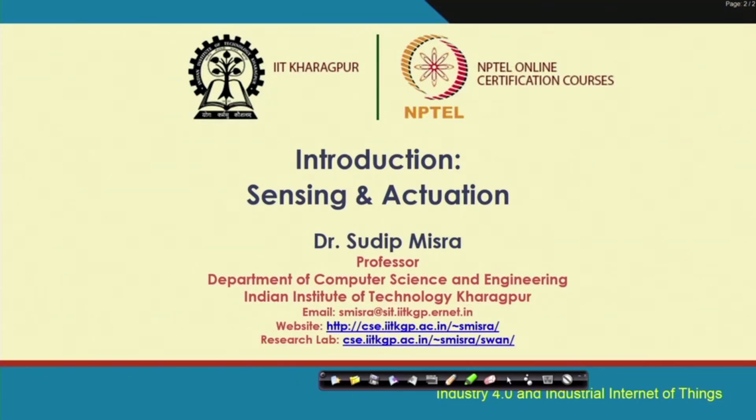So in this course, you are going to learn about Industry 4.0 and Industrial IoT, IIoT. We will get into the depth of each of these in detail throughout the course. However, let us first try to understand what is central to each of these technologies. IIoT is Industrial IoT, which is about the applications of IoT in the industry.